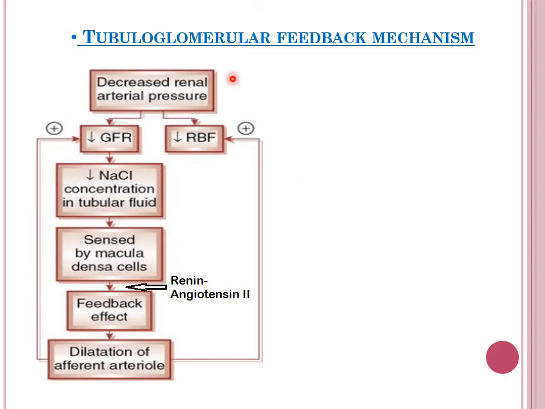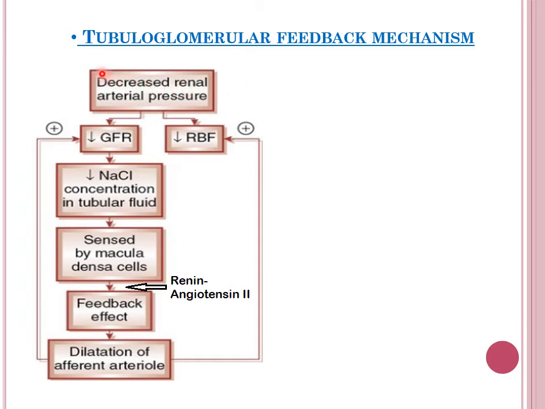Coming to the second part of the autoregulation of renal blood flow and the GFR, where the mechanism is the tubuloglomerular feedback mechanism. So as the name suggests, tubuloglomerular, whenever there is a change in the tubular fluid concentration, it will be sensed by certain epithelial cells of the renal tubules. And via the feedback through the glomerulus, it will help to maintain the renal blood flow and the GFR. So this flowchart will help to understand this mechanism.